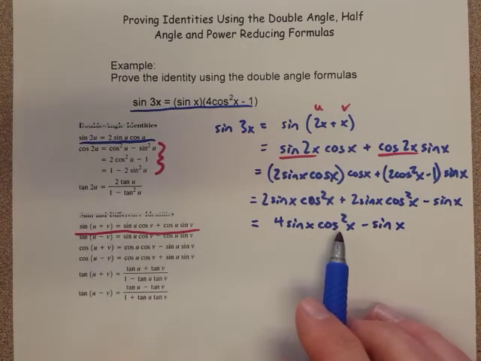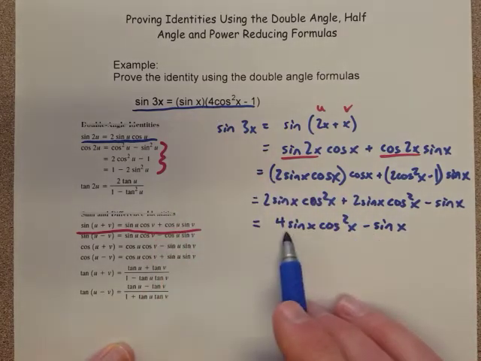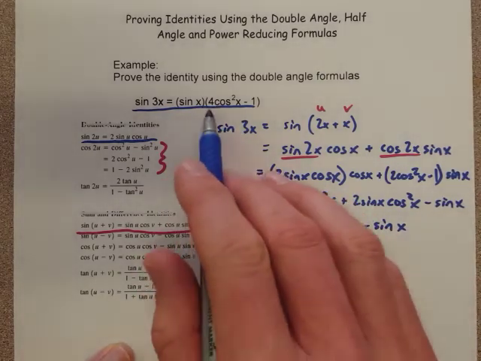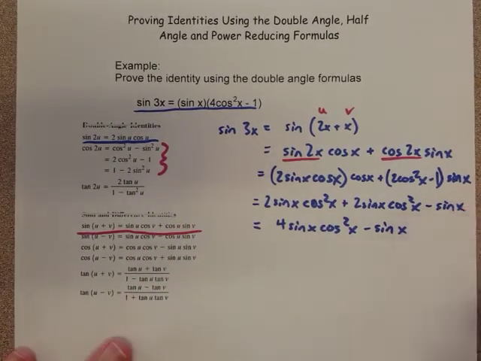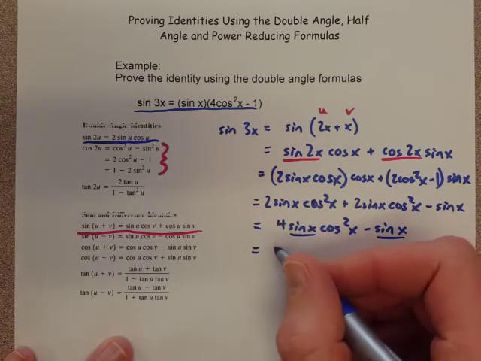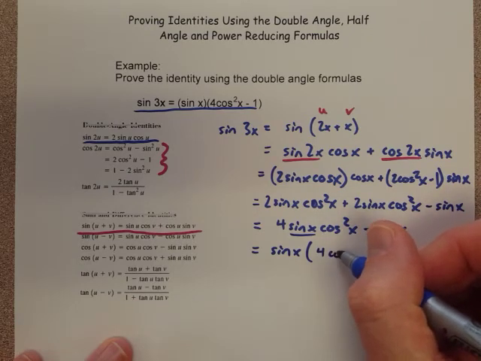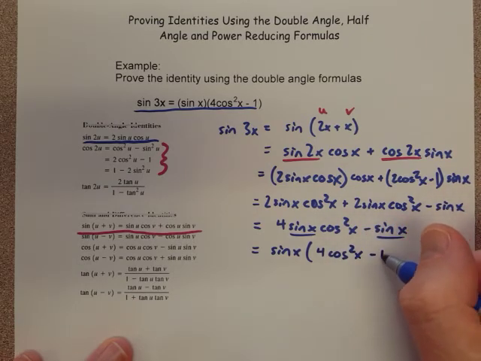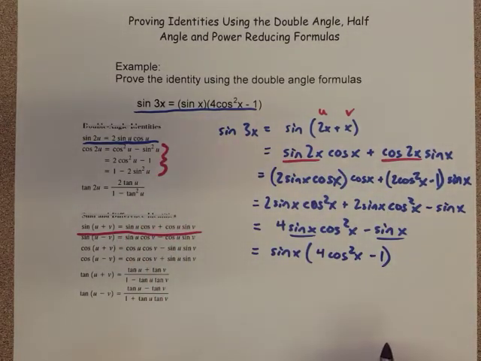Well, we're almost there. You'll notice that in this right-hand side, we have cosine squared. We actually have 4 cosine squared, and we've got sine in there. So we're kind of close, but we just have to do one more algebraic maneuver, and that is to do a little bit of factoring. Notice that both of them have sine x, so we could factor that out, put that in front, and have sine x times 4 cosine squared minus 1. And that's really what we're looking for. That is now the right-hand side. And so that tells us that we are finished with this problem.